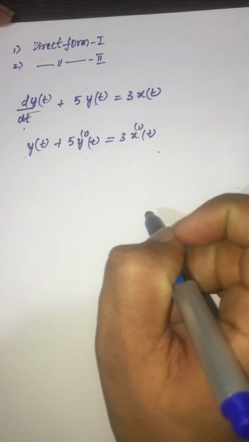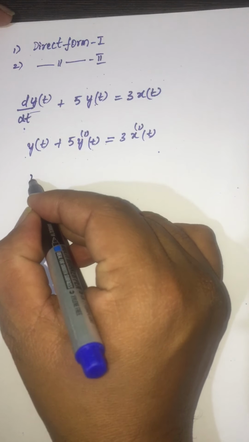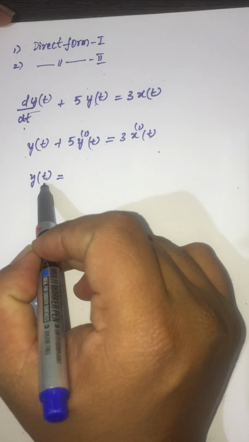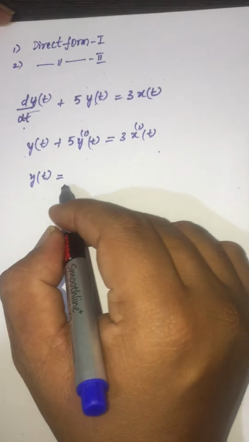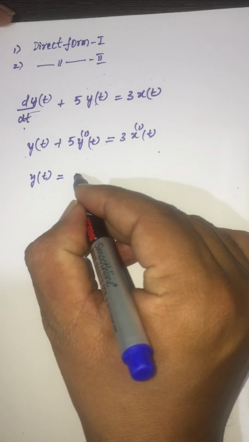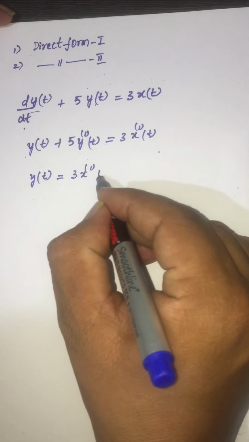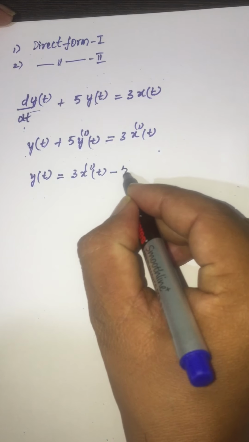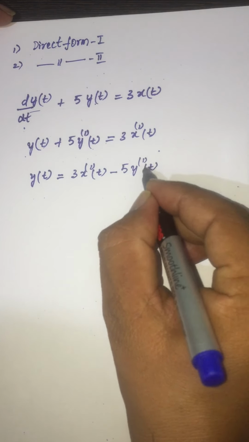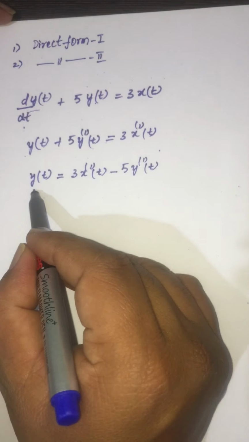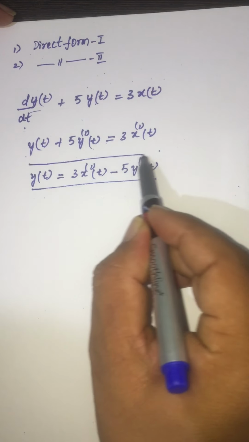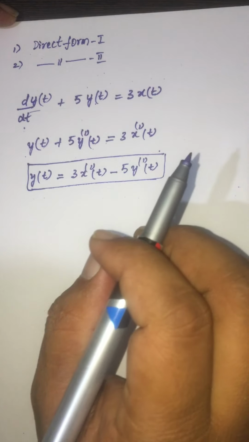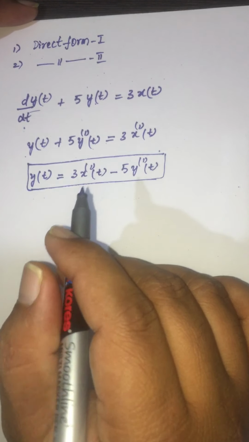Now one more reduction that I need to make here. I need to have only y of t in the LHS, and the rest everything should be in the RHS of this equation. Therefore y of t equals 3 into x1 of t, and plus 5 y1 of t, when moved to the RHS, becomes minus 5 y1 of t. Now this equation is in the standard form to write both the direct form 1 as well as the direct form 2 block diagram representation.